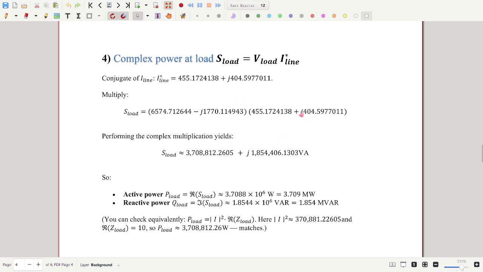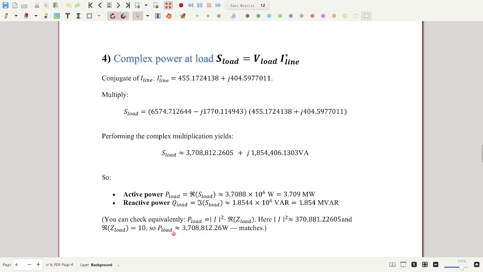Previously we have explained the multiplication of these numbers. Then you are going to get the complex power for the load. Next is active power. Active power is always the real part, as we already know, and reactive power is the imaginary part of the complex number. I have multiplied by 10 power 6 to convert to megawatts, and here also 10 power 6 for MVAR.